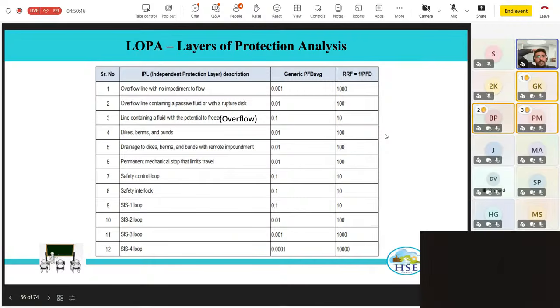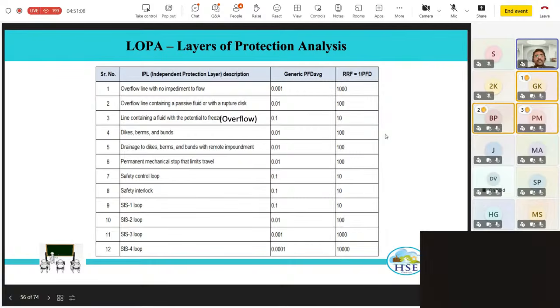And then permanent mechanical stop that limits the travel. Now, this can be considered in case of control valves or certain big valves where if you have a mechanical stopper, that stopper credit can be taken as 100. Like if you look at an actuator stem of a control valve, there are instances where you provide a mechanical stopper to them. So in such cases, you can take credit of 100 risk reduction.